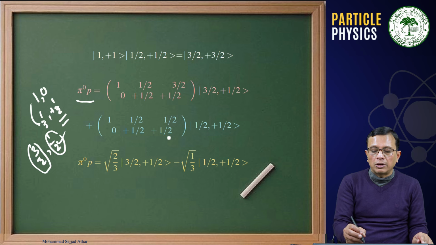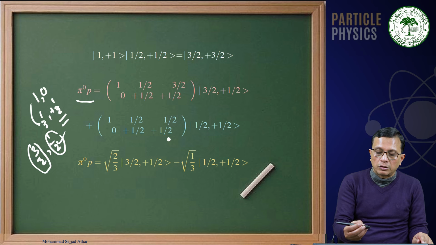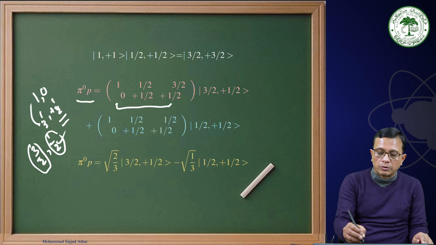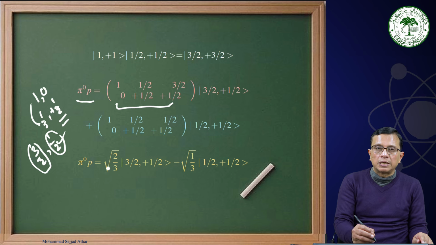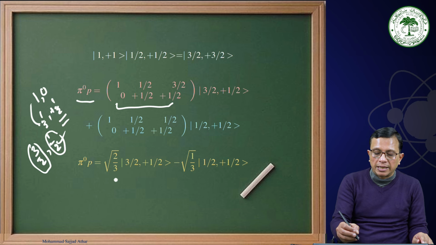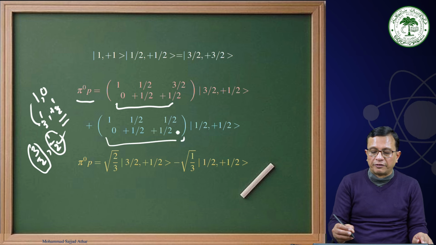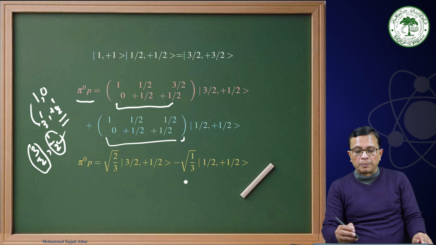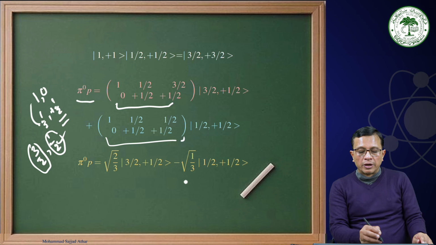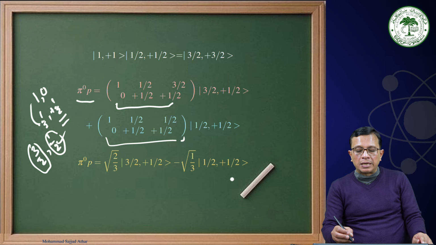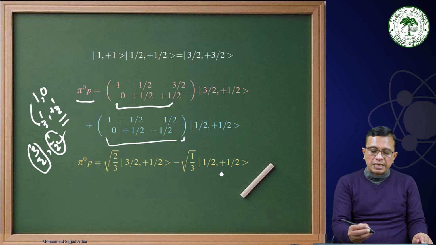Half, half is also can give me plus half. Now this is again from the Clebsch-Gordon value. This will turn out to be root 2 by 3, and this will turn out to be, from the table, if you will see, as minus 1 by root 3. Therefore, for pi 0 p, we can write with Clebsch-Gordon C.